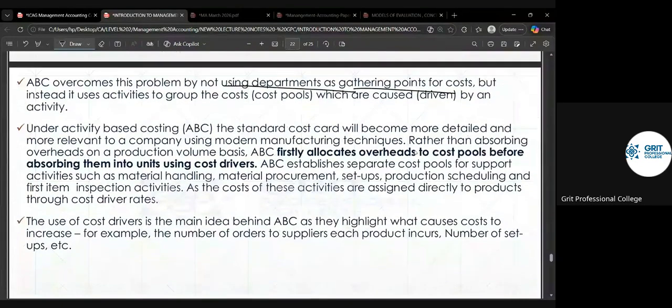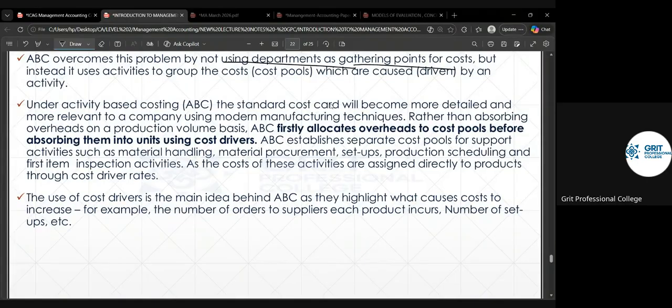Okay, all right. So under ABC, we are saying your standard cost card will become more detailed and more relevant to a company who uses what? Modern manufacturing techniques. Because rather than absorbing your overheads on a production volume basis or a machine hour basis or a labor hour basis alone or all the other ones we learned, ABC firstly allocates overhead to the cost pools before absorbing them into units using the cost driver, which is a much better approach.